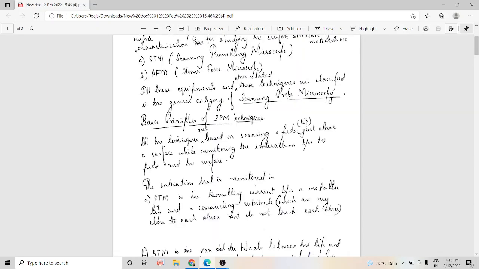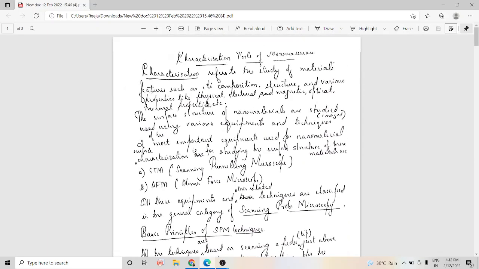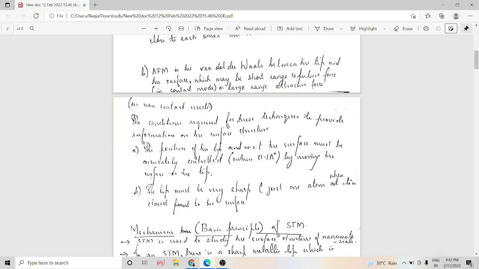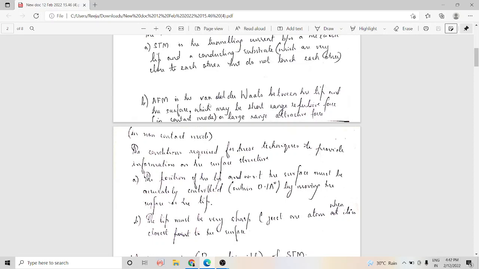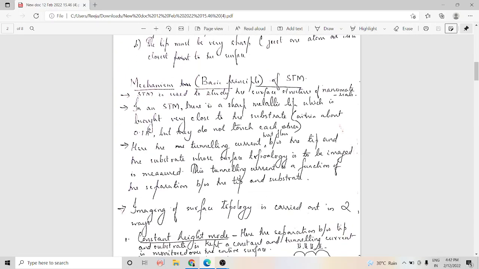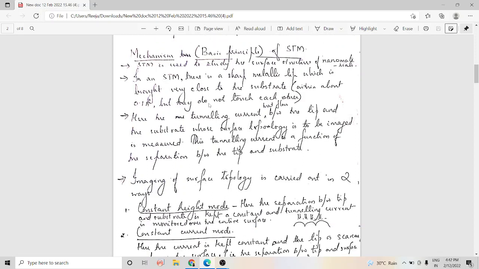So let us come back. We are studying about the characterization tools, and two types of characterization tool for studying the surface topology are the STM and AFM. And now we are going to study the basic working mechanism, or the basic principle, of STM in detail. So STM is used to study the surface structure of nanomaterials. In an STM, there is a sharp metallic tip which is brought very close to the substrate, within about 0.1 angstrom, but they do not touch each other.